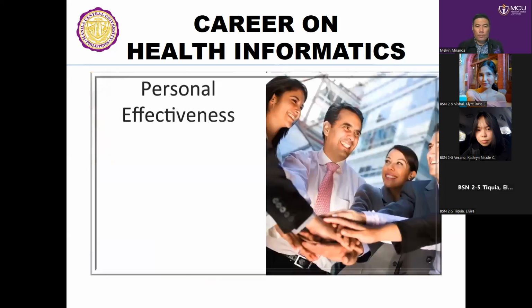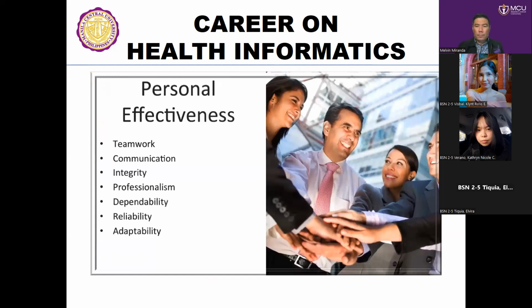Personal effectiveness skills are important. This means being able to work together as a team, effectively communicating, showing up to work on time, and proving you are dependable. And you must also be able to demonstrate adaptability during assignments or projects.